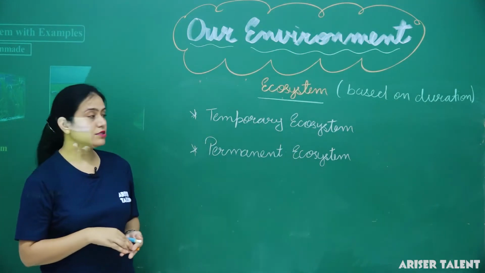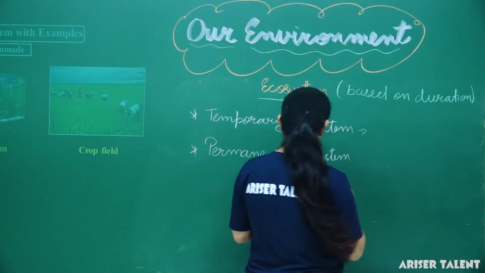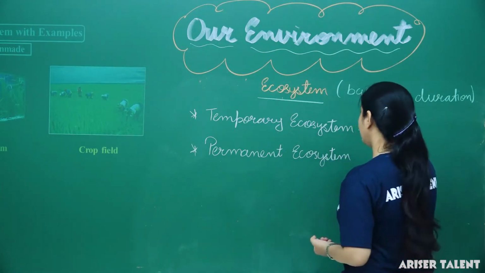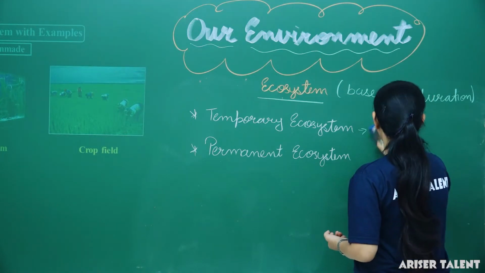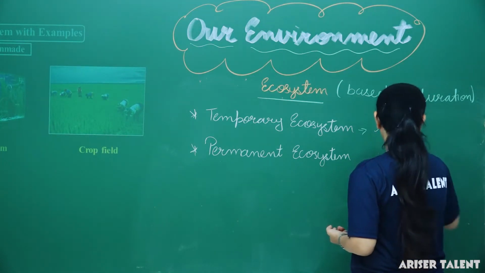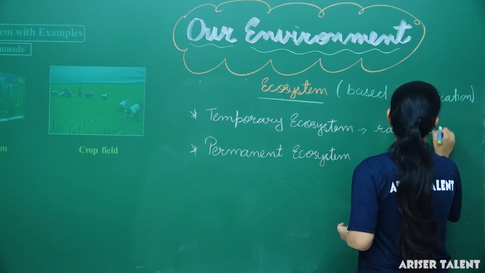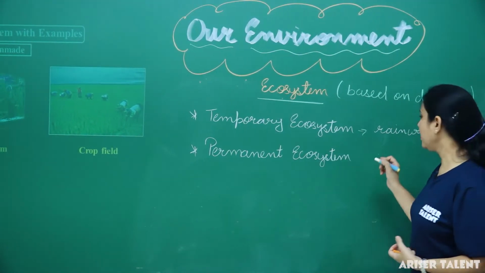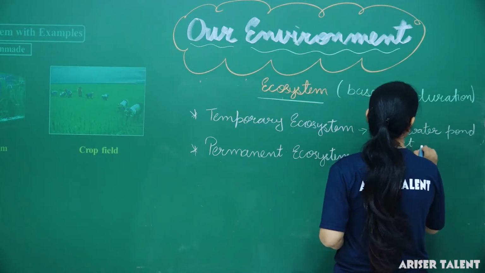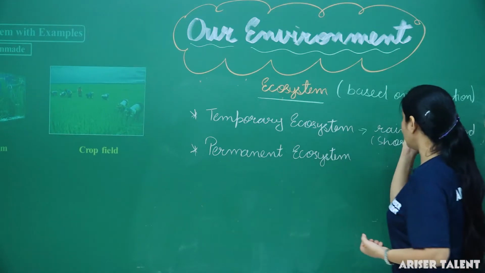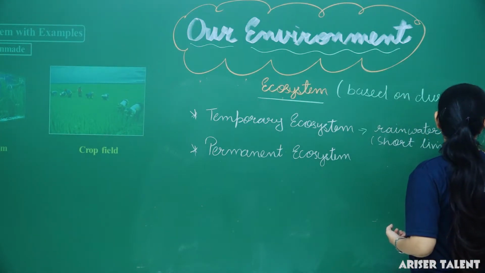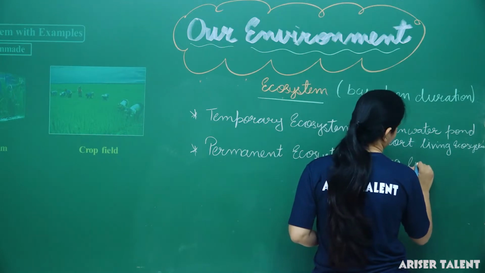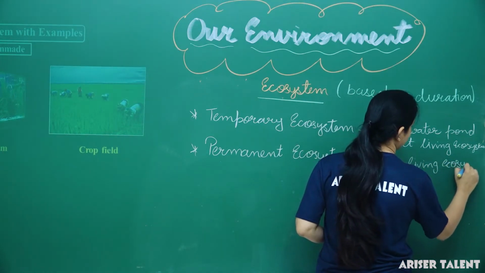If we talk about temporary ecosystem, then what is temporary ecosystem? For example, ponds, or we can say rainwater pond. Generally these are short living or short lived ecosystems. Okay, permanent means long living ecosystem, means they have a long life.